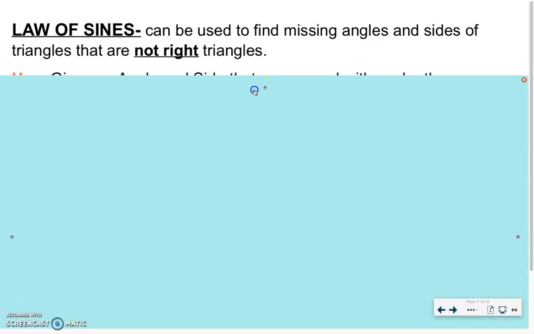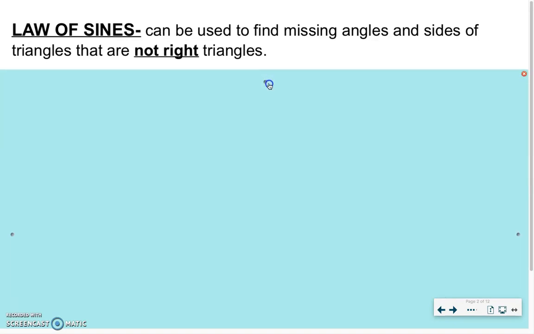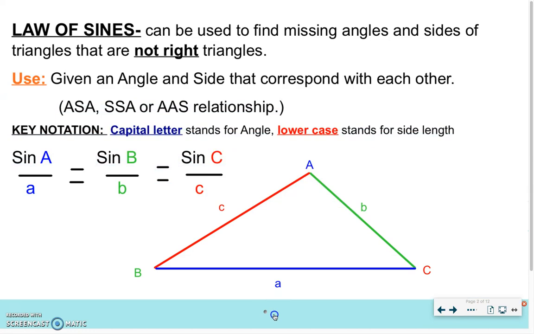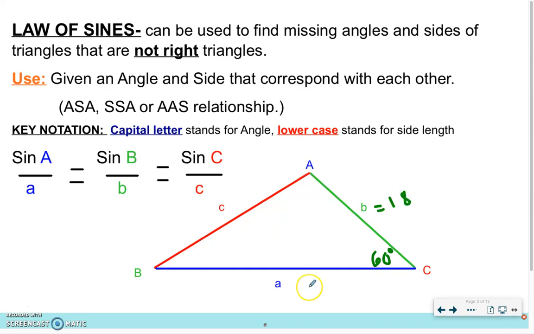We can use the law of sines when we're finding missing angles and sides of triangles that are not right triangles. This is, to me, my go-to choice. I've been doing this for a while, and I want you guys to have a go-to. We can use the law of sines when we're given an angle and a side that correspond with each other. So if I give you an angle C, let's say it's 60 degrees, and then a side length of, let's say, 18, and another angle of 70 degrees, then it's an angle-side-angle relationship, so I'm able to use the law of sines.